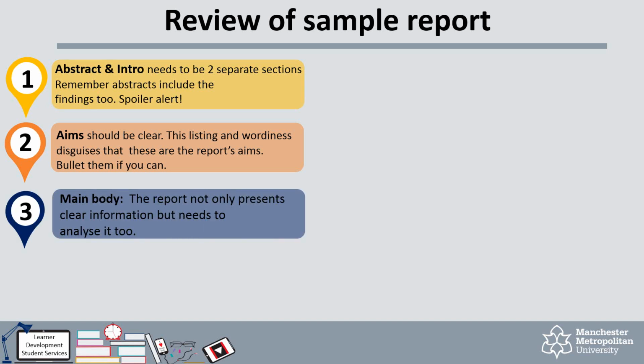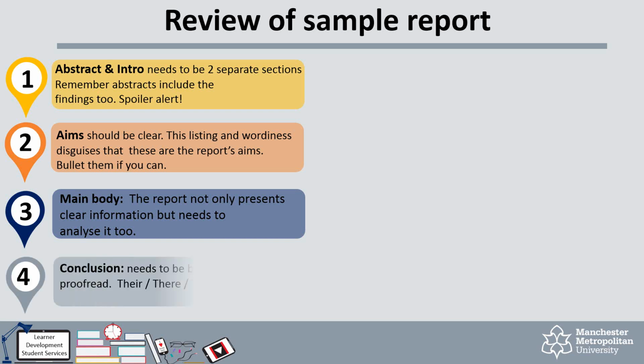A major oversight in the main body of the example report is that it needs a discussion or analysis section. A report needs to explain and dissect the evidence presented to the reader. The conclusion needs to be brief, state the final position and summarise key findings. This report has an example of the incorrect use of the word "there", so it needs to be carefully proofread. And it includes a separate recommendations paragraph, but this was incorrectly placed in the introduction.